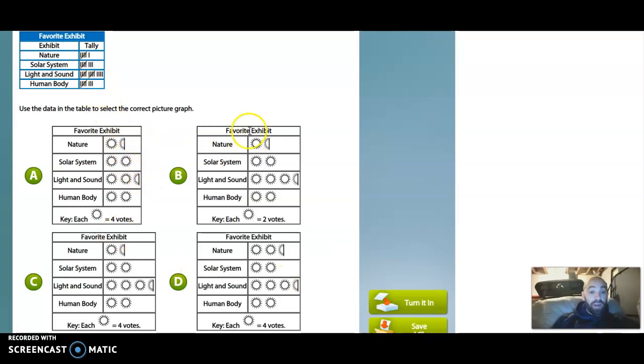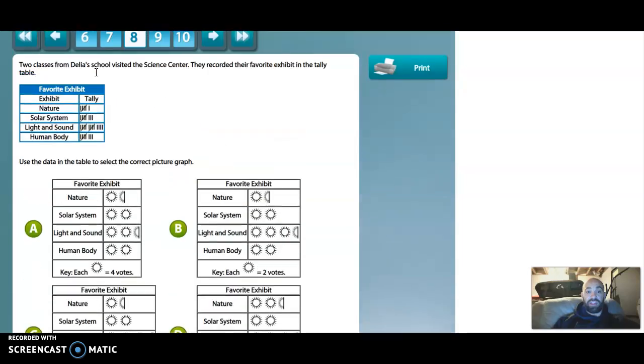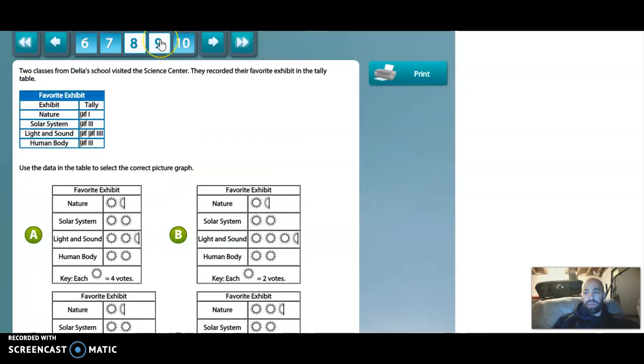Only one of these graphs matches with the tally chart. So it's your job to kind of go through and eliminate them, which ones don't match up, and only one of them actually does. We've worked on that a lot this year, trying to pick that correct graph.